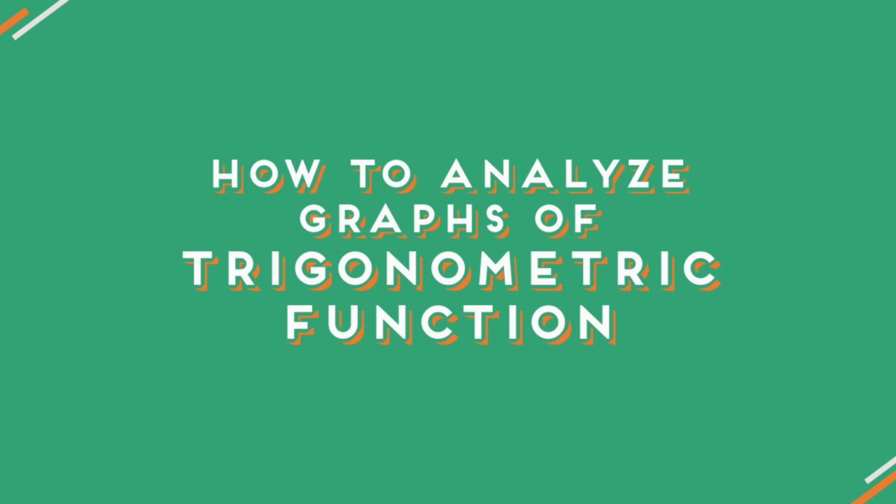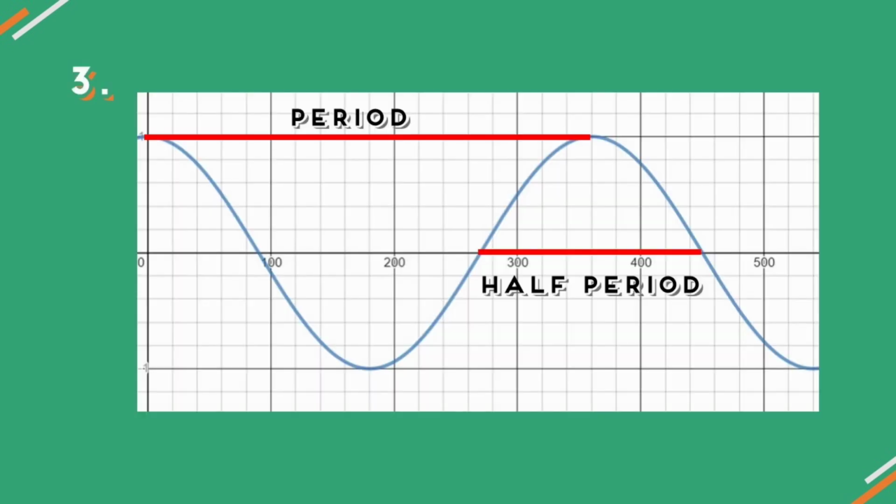Right now we continue to the last two math operations, which work on the angle of the trigonometric function only. Number 1, multiplication and division. This operation will change the period of the function.